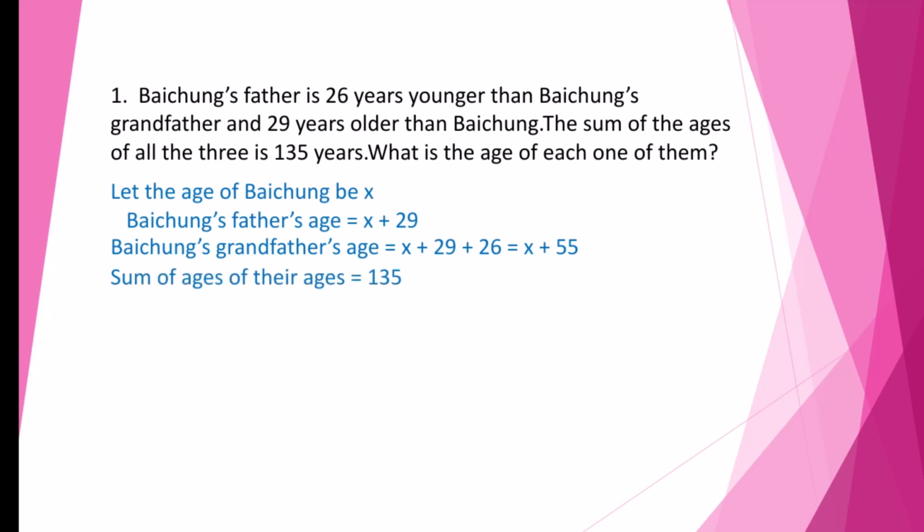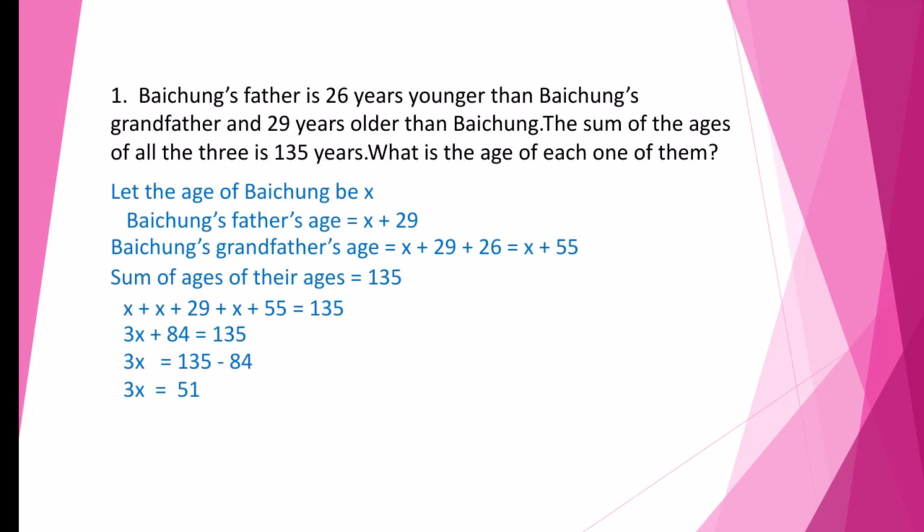Now, the sum of the ages of these three is equal to 135. So we can write x, that is Baijung's age, plus the father's age x plus 29, plus the grandfather's age x plus 55. The sum of these three is equal to 135. We can simplify: x plus x plus x is 3x, plus the constants 29 plus 55. So on the LHS, 3x plus 84 is equal to 135 on the RHS.